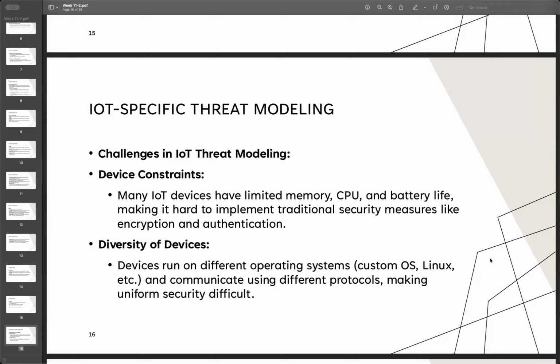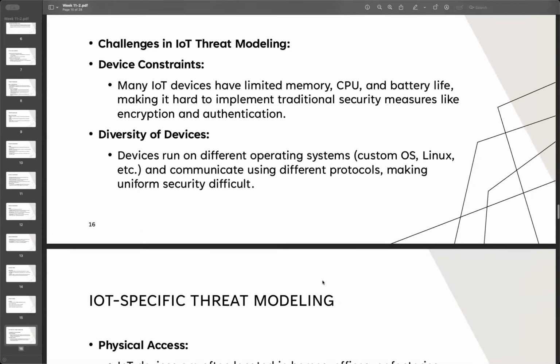Like encryption and authentication. The second is the diversity of devices, because they run different operating systems, maybe a system-customized OS, Linux, Debian, and so on. When they communicate, they may use different protocols. This makes security difficult to unify, because we cannot make one standard. So how can we make our security measures fit all these types of protocols?